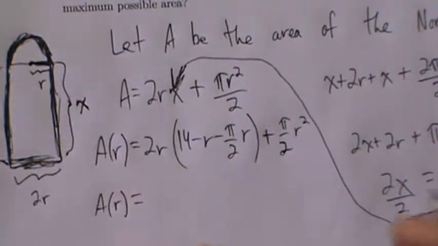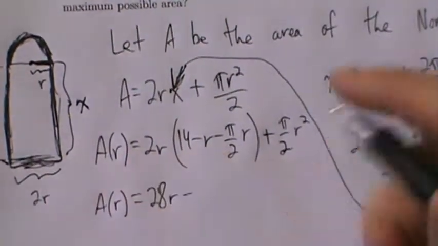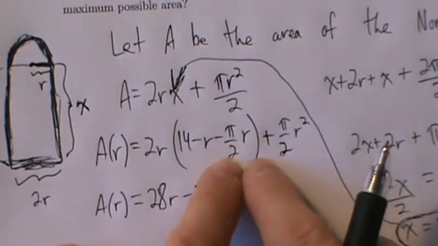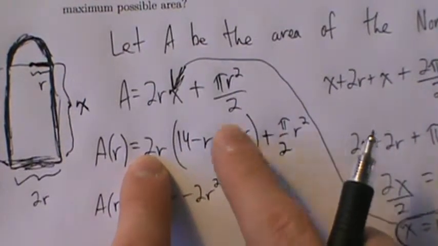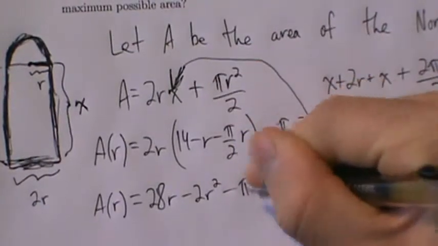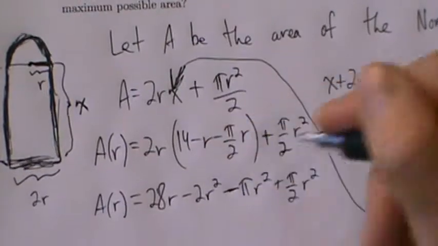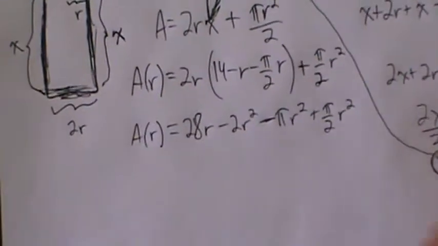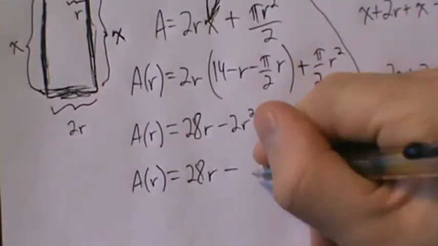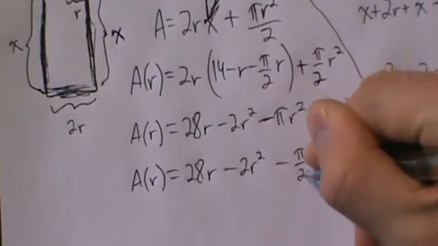So distribute the 2r, we get 28r minus 2r squared, and then here minus 2r times pi over 2r, so this is going to be, the 2's are going to cancel, and we still have pi and r left, so it's going to be minus pi r squared, and then plus pi over 2 r squared. Okay? So minus pi r squared plus pi over 2 r squared, so this is going to be A of r equals 28r minus 2r squared, and then this becomes minus pi over 2 r squared.